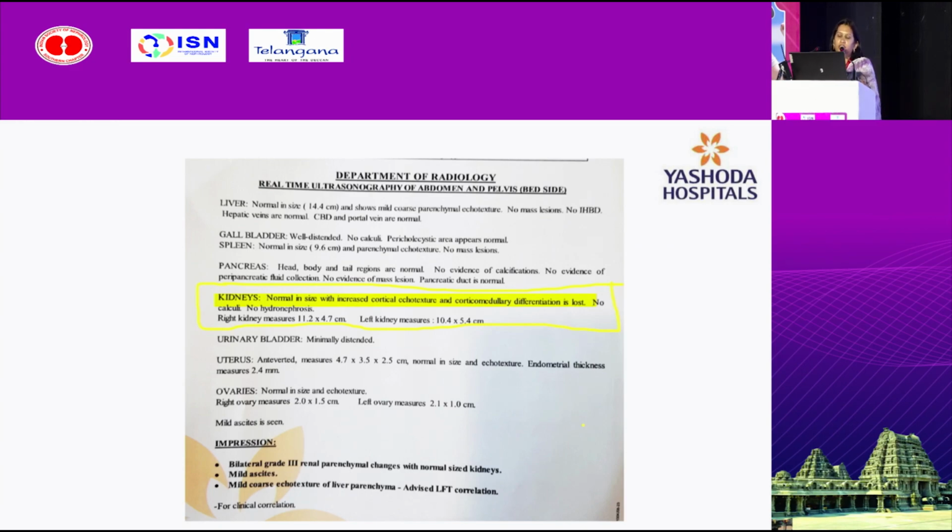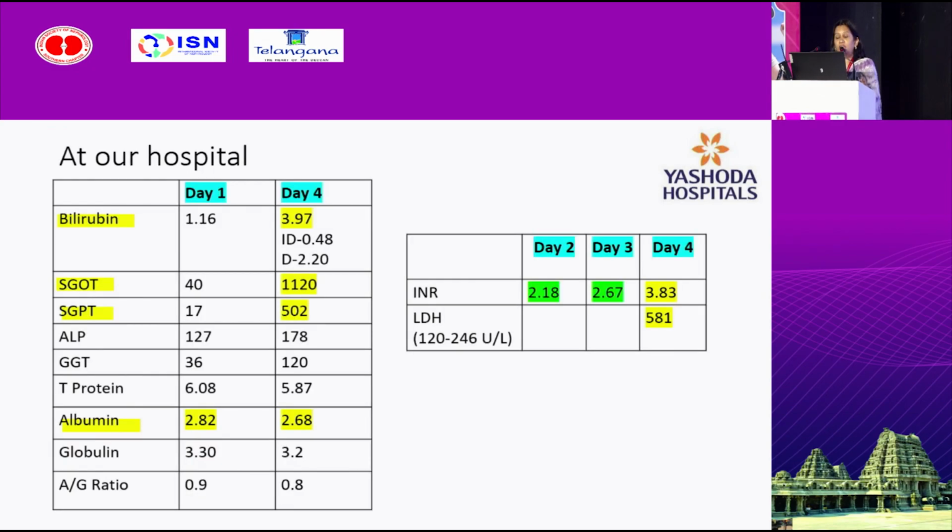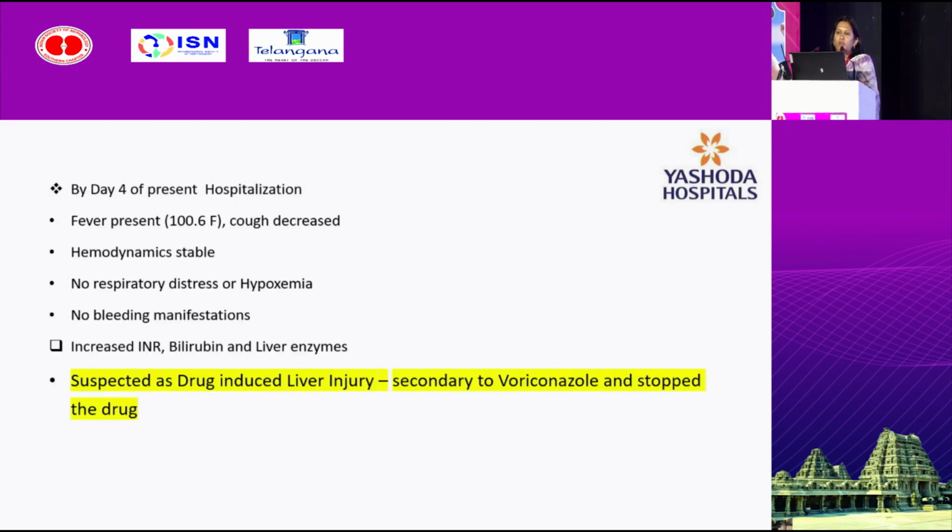Here the kidneys showed abnormal increased cortical echo texture. Corticomedullary differentiation was lost. And the liver enzymes, which were previously normal, have increased significantly with increased bilirubin and enzymes, albumin low. Because she was started on antifungal treatment, it was suspected that the raised liver enzymes were probably due to the antifungal drug, that is voriconazole, and the drug was stopped.